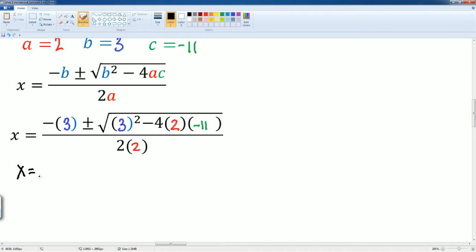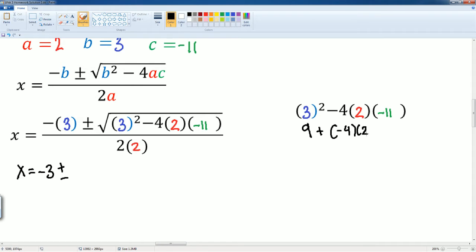X is equal to negative 3 plus and minus. Remember, I don't have a calculator, so I have to put this on the side and evaluate it. The way I do it is I do 3 squared, which is 9, and I add, in parentheses, negative 4 times 2 times negative 11. So this gets me 9 plus negative 8 times negative 11, which does get me a positive 88.